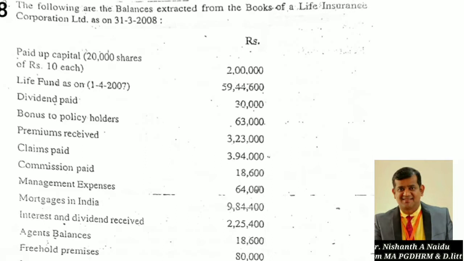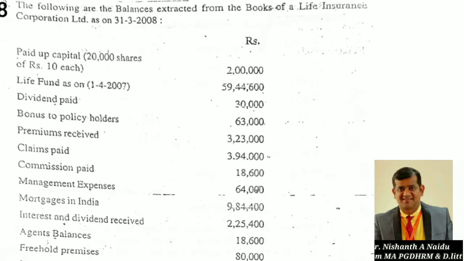See, interest and dividend received we always take as what? Other incomes. Correct. So under schedule number 1 we have other income, where we are going to consider that interest and dividend. Correct. So after that we have agents balances. Agents balances we always reflect in schedule number 12. So mark it as schedule number 12 for agents balances.